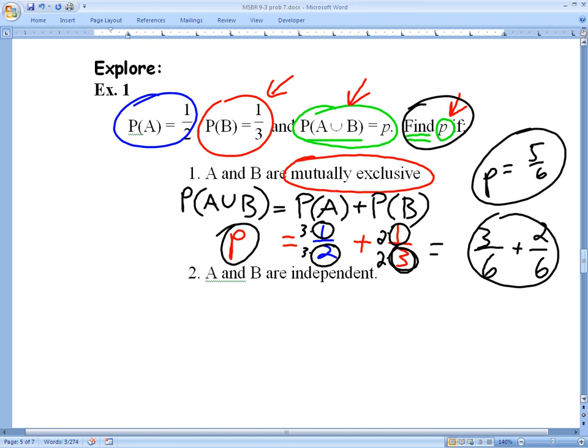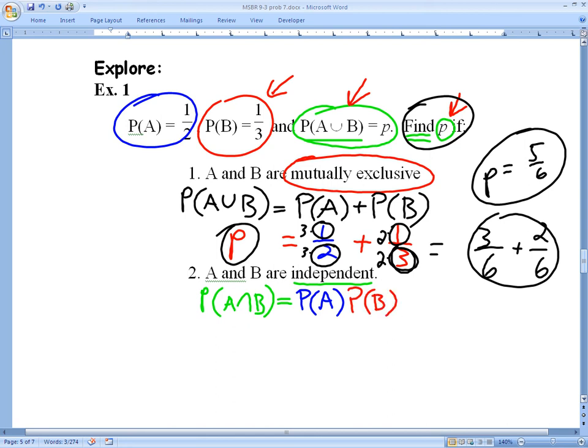Now, what happens if they're not? What if they are, for example, independent events? Well, that changes everything, because now we can't use the mutually exclusive formula. So A and B are independent events, but I remember having an independent events formula. It says the probability of A and B this time, be very careful whether it says and or, is equal to the probability of A times the probability of B.